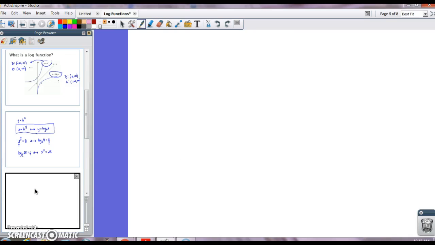But let's talk about how you can evaluate logs depending on how they're written. For example, if I gave you log base 5 of 125, and I asked you to evaluate it, all I'm saying is 5 to what power gives me 125? Well, 5 to the third gives me 125. So the answer to that is 3.